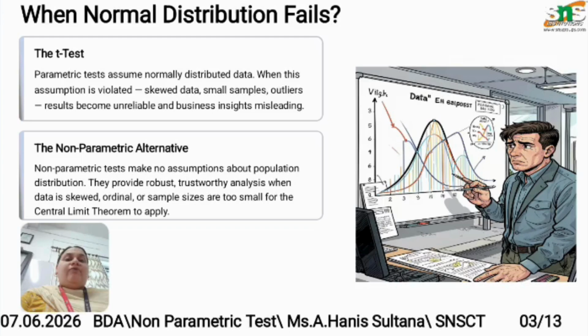If we do not have a parametric test, what is the alternative solution? In that case, we have the non-parametric solution as an alternate basis. The non-parametric test makes no assumptions about the population, so it does not check the population distribution. It provides robust, trustworthy analysis when the data is skewed, which means the data is not normally distributed, even when the scales are ordinal or sample sizes are too small for the central limit theorem to apply. Based on the central limit theorem, we will have certain considerations, and it will calculate the rank for the same.